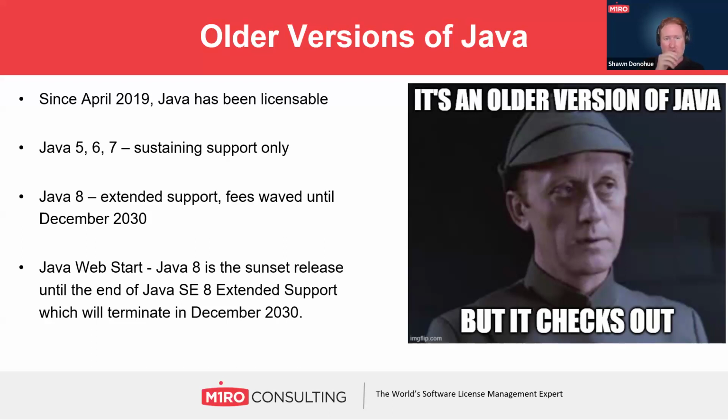Java 8 is still out there as well, a bit more common than the others. It's an extended support. And again, depending on that, fees waived until 2030 is fees for support, not fees for licensing. I want to make sure that's clear. Java 8, again, is either free or licensable depending on which update you have, and I'm going to show you that. There's one called Java Web Start, which is just a version of Java 8, which again, 2030 is when that one goes out of support.